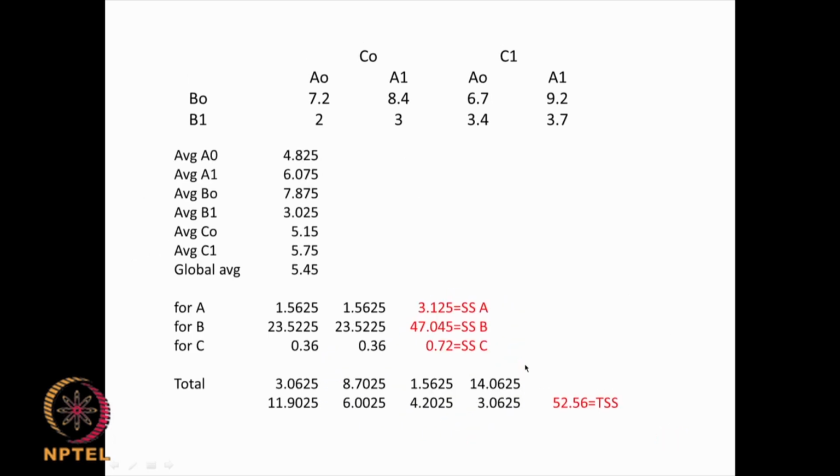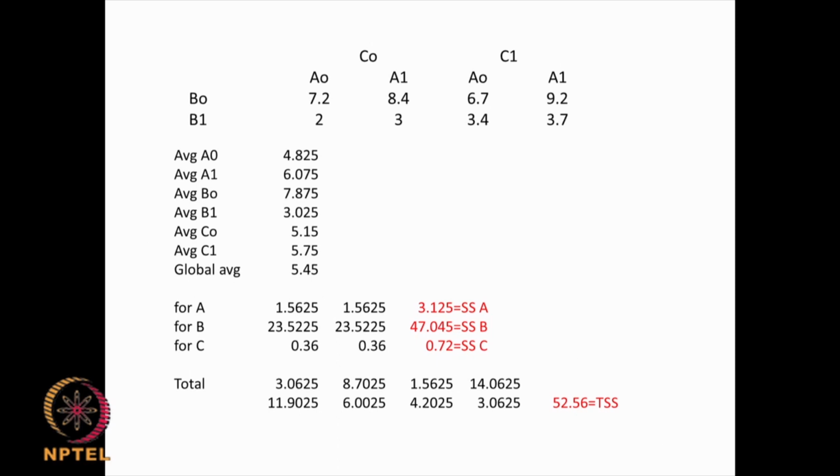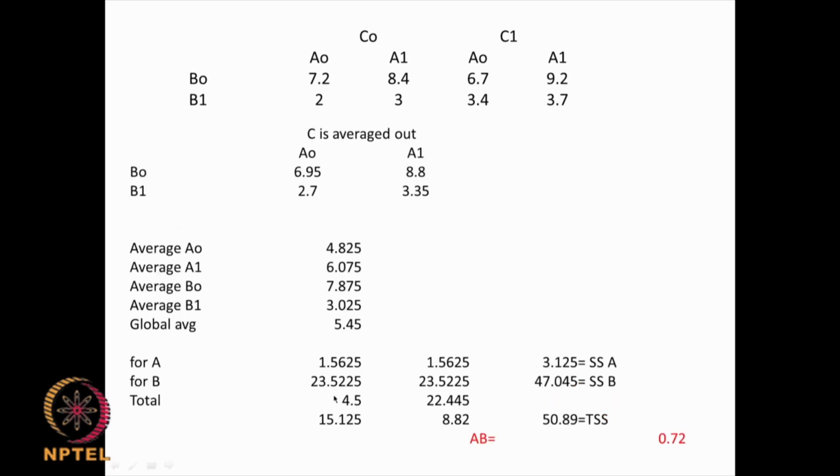If you look at the previous one, the sum of squares for A will come out to be the same, and the same thing for B, we will get 47.045. How do you get this term? This minus this square multiplied by 4, this minus this square multiplied by 4. So we get B here. Here there is no C because you have averaged it out, but your total sum of squares will be different from the previous case. Here 52.56, but here you will get it different because the terms here are different.